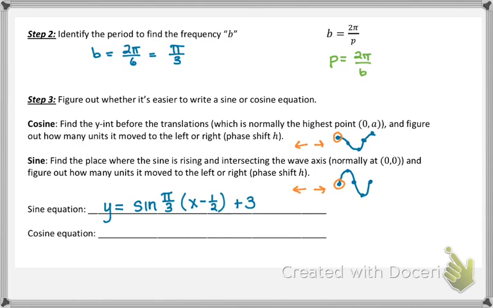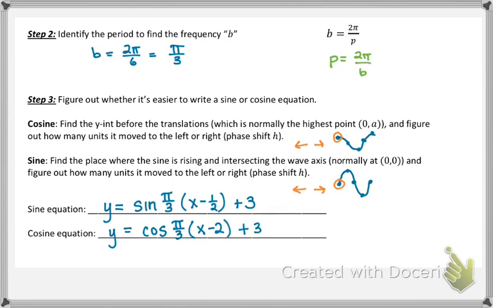So let's go back and write my cosine equation. This is going to be y equals, amplitude is still 1, cosine, period is still the same, pi over 3. And now it's x, and I shifted, what did I say, 2 to the right, so that's going to be minus 2, plus 3, and that's my cosine equation.